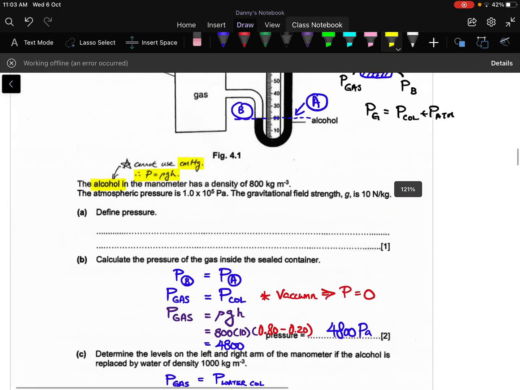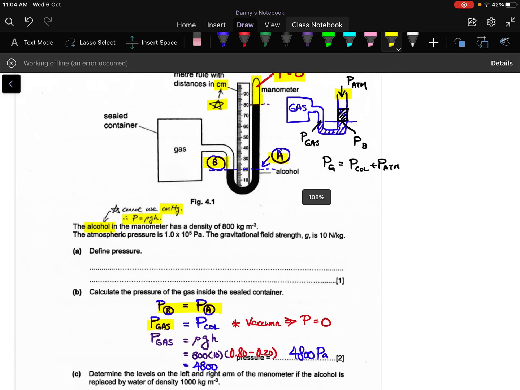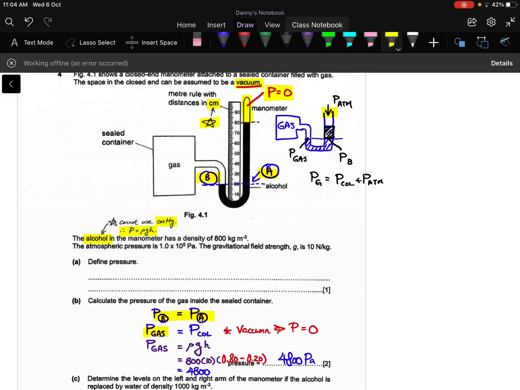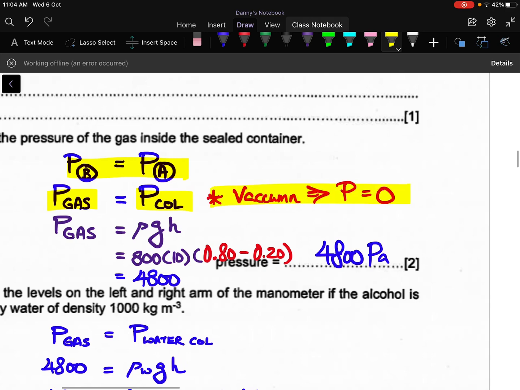Okay, for your part B, like I said, it is pressure at B equals to pressure at A. Then after that, ask yourself what consists of pressure at B, which is just the pressure of the gas. And for your part A, because on top is a vacuum, you will only have column on this side. So down here, I have highlighted to you that it is a vacuum. So once you have that, you can just turn the pressure of a column to ρgh.